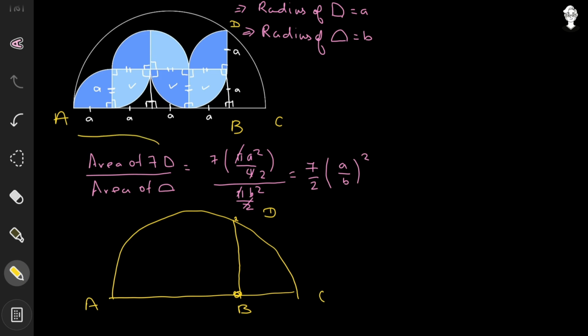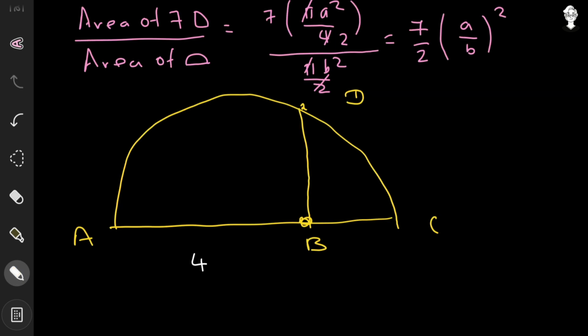Now from A to B the total distance is A plus A plus A, that is going to be equal to 4 times A. So we have that AB is going to be equal to 4 times A, and from B to D the length is A plus A, that is 2 times A. So BD is going to be equal to 2 times A. So now we have that AB is equal to 4 times A and BD is equal to 2 times A.